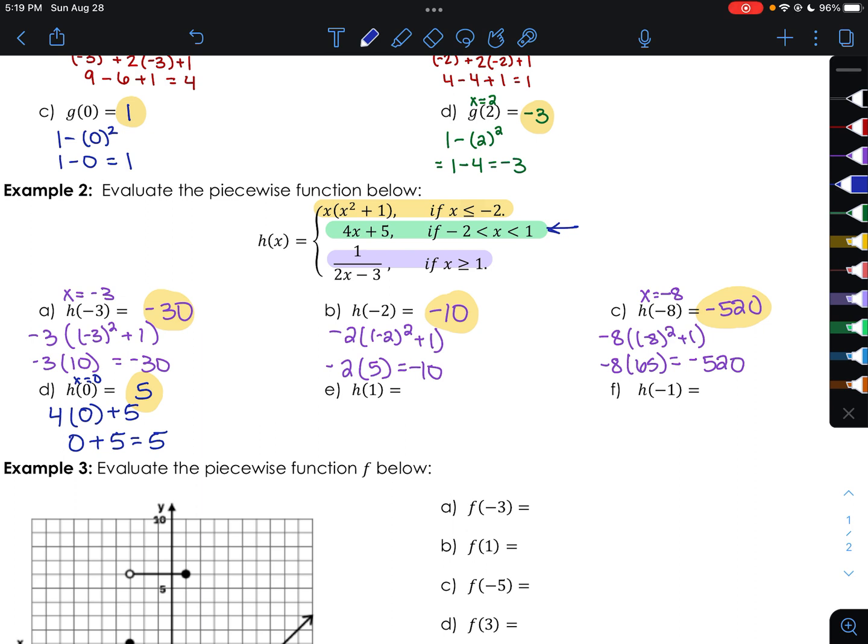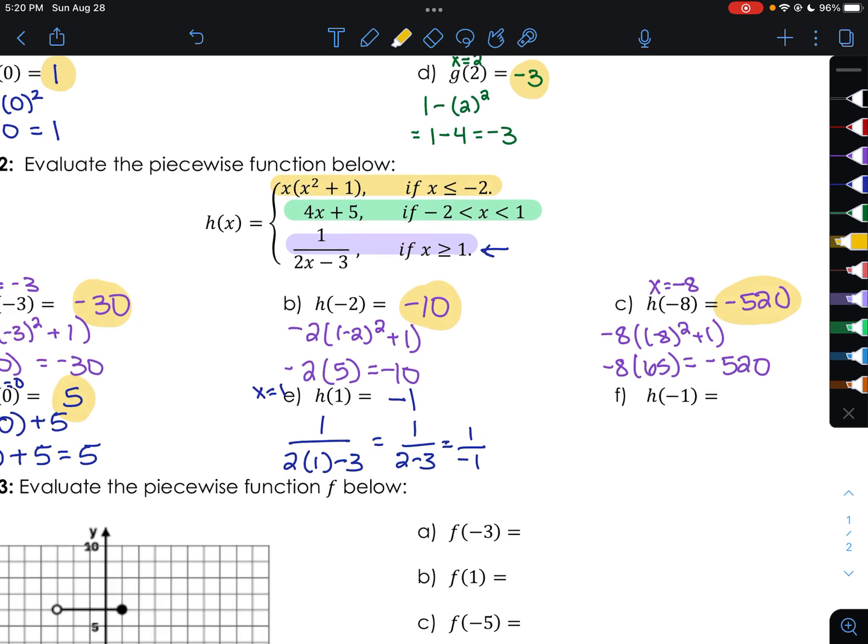Looking at E, E says h of 1. So that's asking me when my x equals 1. My x equals 1 on the bottom equation, the one highlighted in purple, because it has that "or equal to" attached to it. So I have 1 over 2 times 1 minus 3. That would be 1 over 2 minus 3, which is equal to 1 over negative 1. So h of 1 is negative 1.